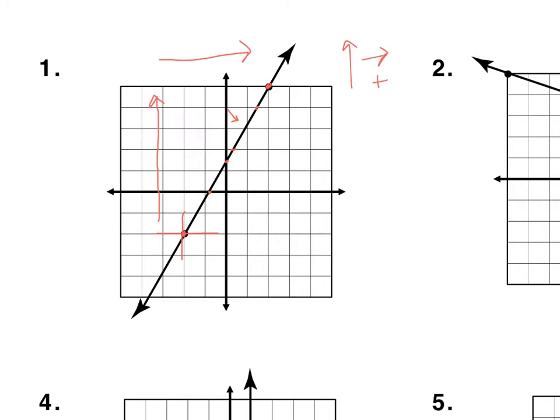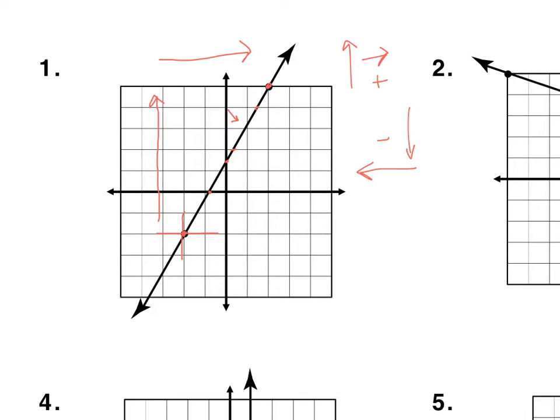As I go up, my numbers are increasing. As I go to the right, my numbers are increasing. That will help me figure out if I've got positive or negative slope. As I go down, or as I go to the left, those are negative moves, or my numbers are decreasing. That's why we call those negative. Again, I could look at number one and say, hey, if I read it left to right, this has positive slope. But we can also do that just with our moves here.